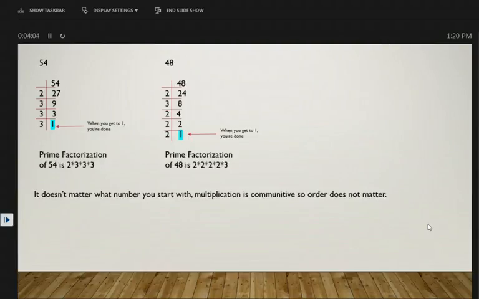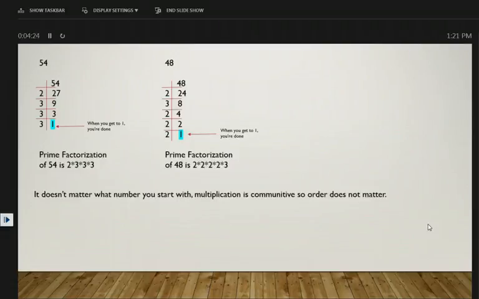Okay, 48. 48 is an even number, so you divide it by 2. 2 will go into 48 24 times. 2 will go into 24... I'm sorry, 2 will go into 24 12 times. 2 will go into 12 6 times. 2 will go into 6 3 times. 3 will go into 3 1 time.